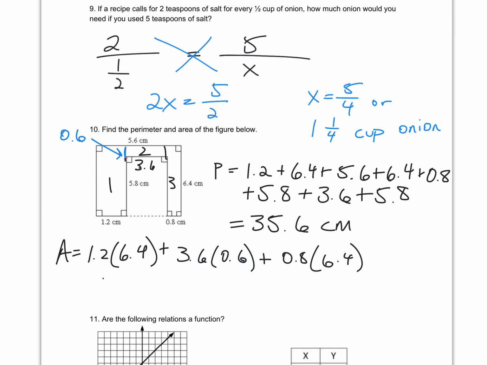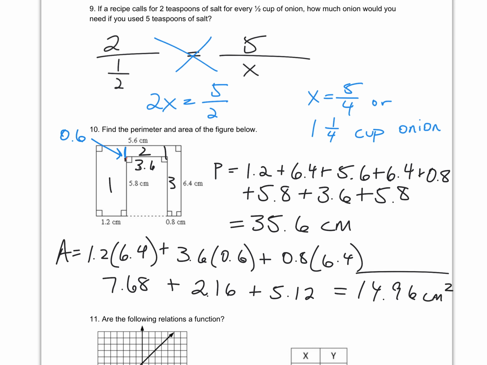So the first one is 7.68. I'm going to multiply the next one, 2.16. I'm going to multiply the last one, 5.12. Sum those together. 14.96 centimeters squared.